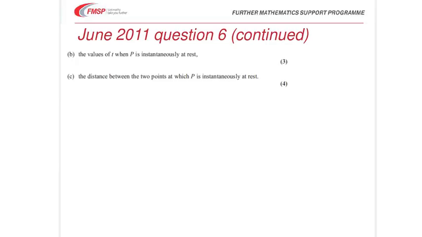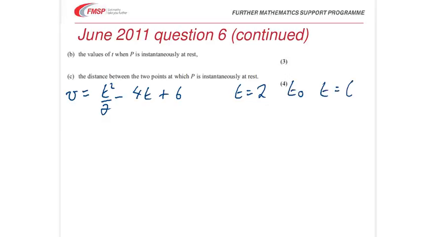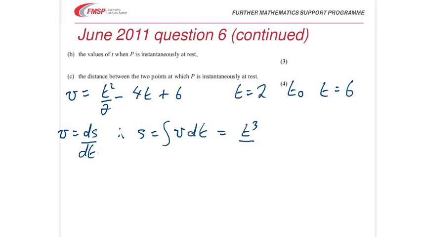Well, writing v down again, we've got v equals t squared over 2 minus 4t plus 6. And we know that we're concerned with the time from t equals 2 to t equals 6. That's the 2 times that it was at rest, and we want the distance travelled between those times. Now v is ds by dt, the rate of change of displacement. So s equals the integral of v. So we've got t cubed over 6 minus 2t squared plus 6t.